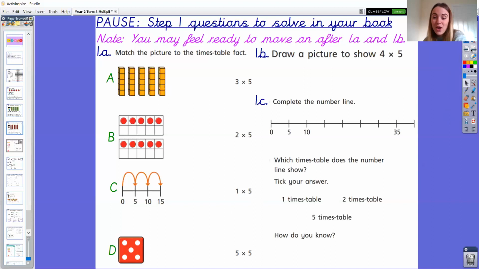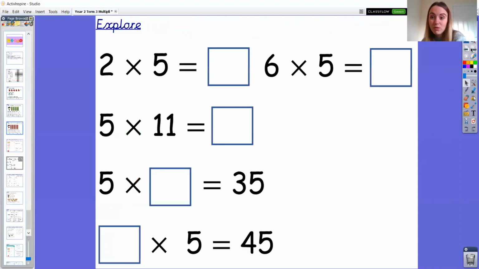Well done, Year 2. I'm really excited as we're about to move on to exploring step 2 together. Okay, so on your board here, you can see some multiplications with missing numbers. So what I'd like you to do, first of all, is pause the video here and have a good go by yourself, and then we're going to go through them together.